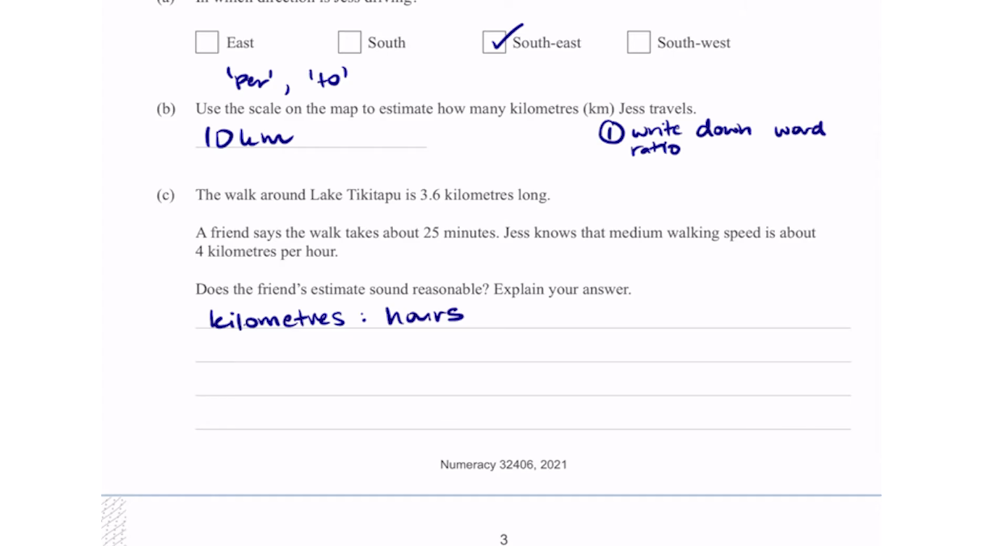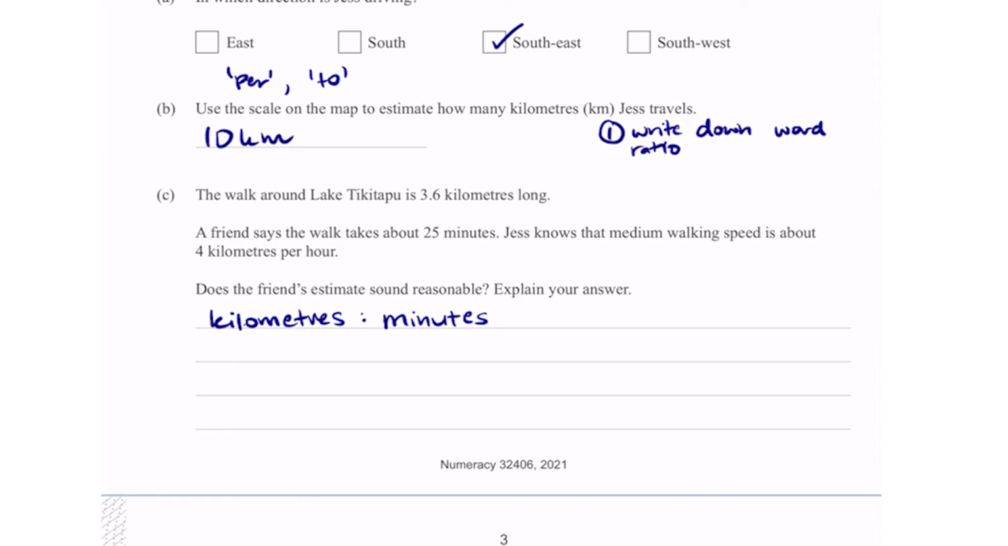Okay, now I've written hours here, but I'm actually going to change that to minutes. And the reason why is that, if we look at the sentence before that, we see that we're talking about 25 minutes. And so that's going to come in handy a bit later on. So note that we can interchange between hours and minutes quite easily. So we're comparing kilometers to minutes. Or we could do kilometers to hours. It's completely up to you, but I think it's going to be easier if we look at minutes.